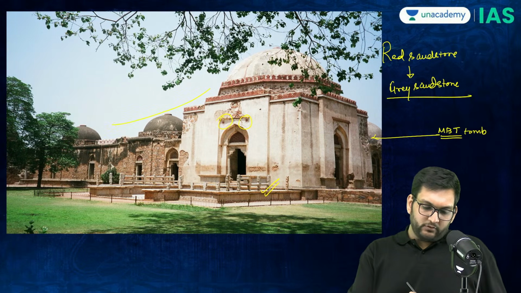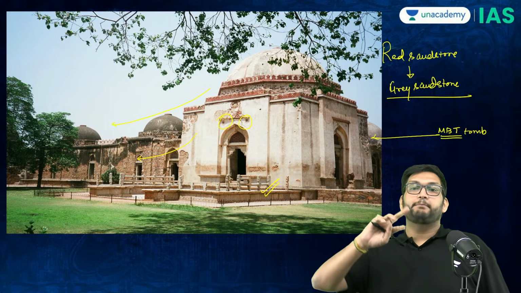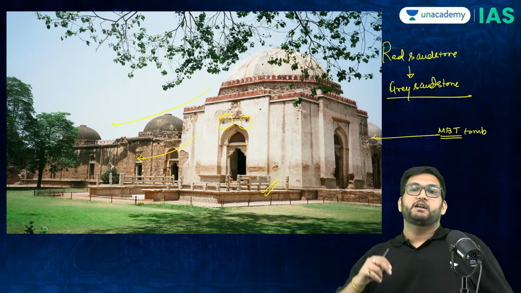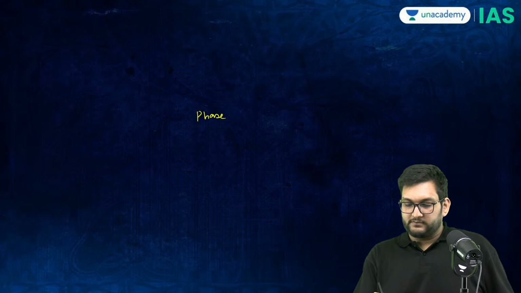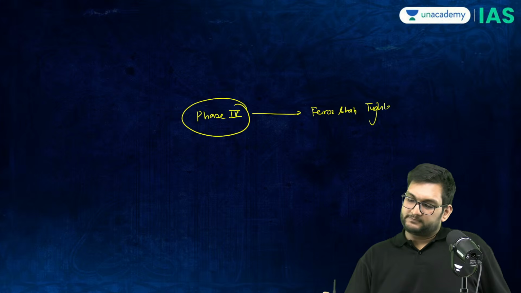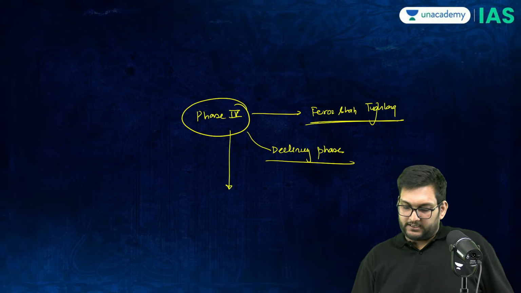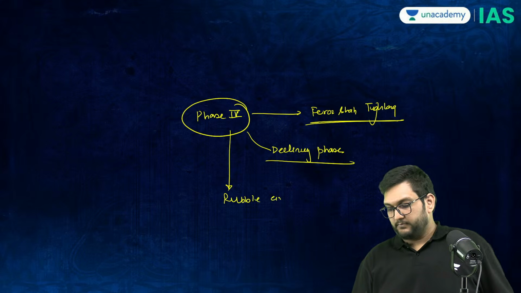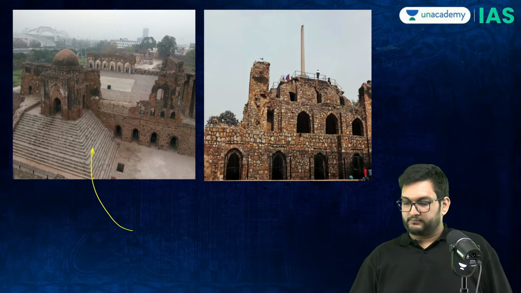And if you go down further, you will realize that the structures are called rubble architecture because they will start to reuse structures. And this is where phase 4 comes in. Phase 4 is where Firoz Shah Tughlaq created an ugly complex out of a declining phase, and what we see is rubble architecture, which you will see in Firoz Shah Kotla.